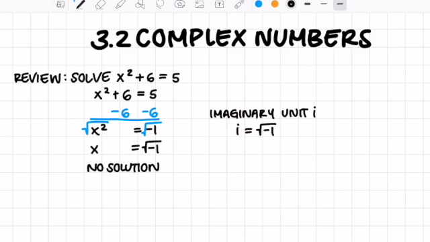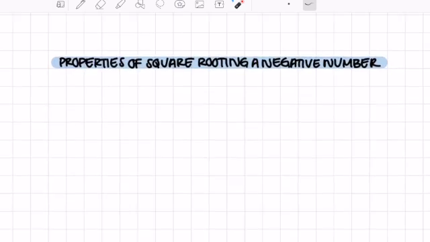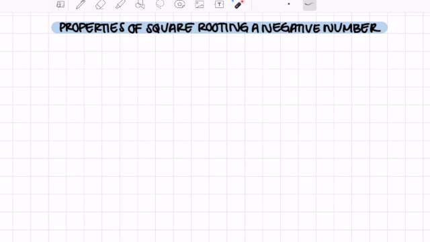So instead of getting the square root of negative 1 and then the answer no solution, what I could do instead is change my square root of negative 1 into just being i. So here x would equal the imaginary number i. And that's our goal today, to look at these complex numbers, specifically imaginary numbers. So let's start by looking at the properties of i, the properties of square rooting a negative number.